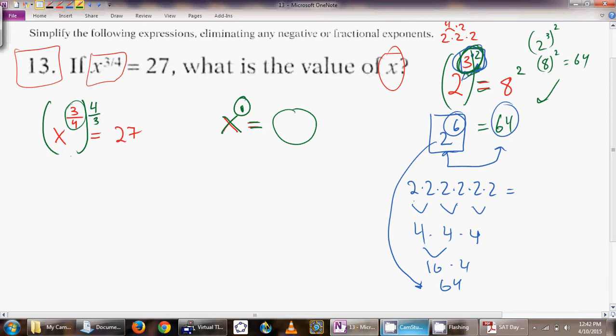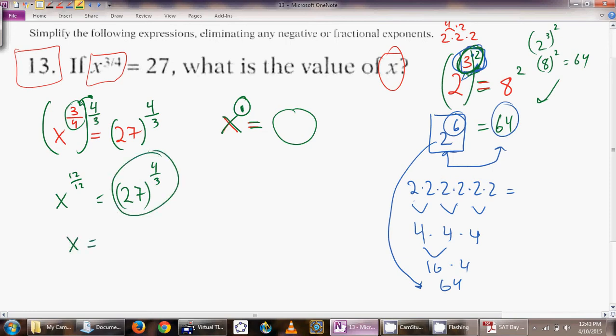Well, if I'm raising the left side to the 4/3 power, I got to do the same thing to my right side, all right? So this interaction, 3 times 4 is 12, and 4 times 3 is 12, and 12/12. This is now 27 raised to the 4/3 power. 12/12 is 1, so this is now x. So x equals this. I just have to simplify that, right?